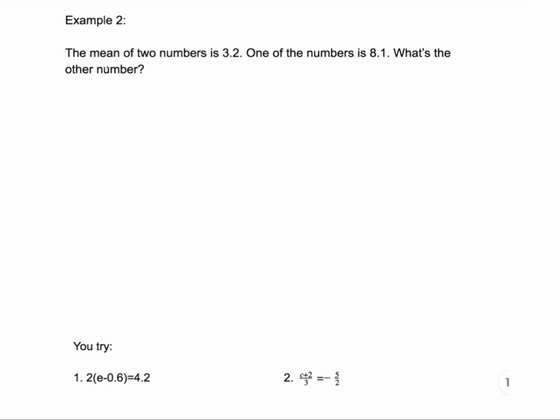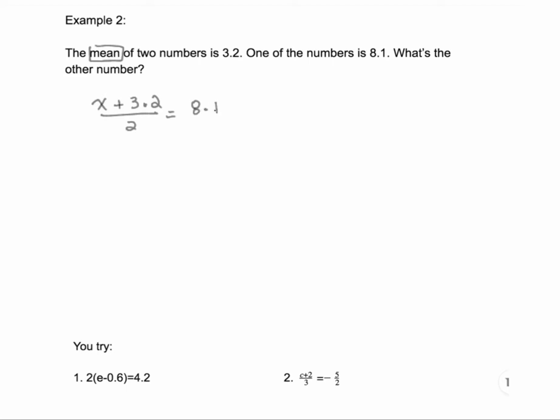Okay, our last example. Here it says the mean of two numbers is 3.2. One of the numbers is 8.1. What's the other number? So the important word here is mean, which means the average of two numbers. And then we use that idea to figure out what the other number is. When we want to take the average, we're going to take an unknown number, add it to the other known number, and divide it by 2. This is going to be equal to 3.2.